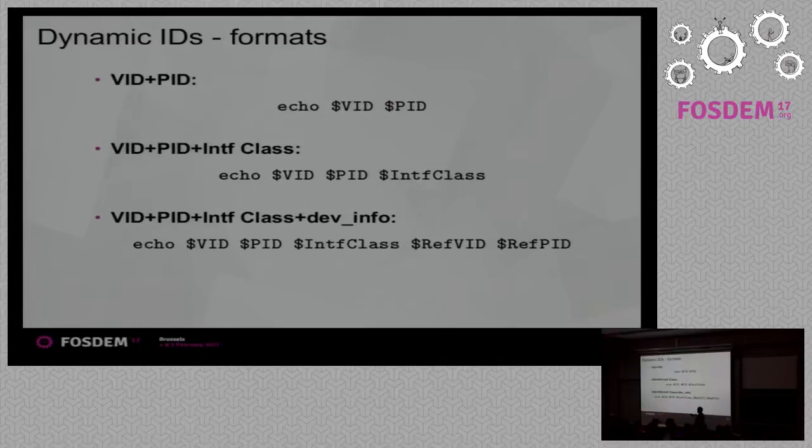There is a functionality called dynamic IDs. You can add any number of additional device identities to each USB driver. There are 3 allowed formats for this. First of all is just the vendor ID and product ID. Second one is the vendor ID, product ID, and the interface class. And the last one is the vendor ID, product ID, interface class, and device information, which is referenced as the vendor ID and product ID.